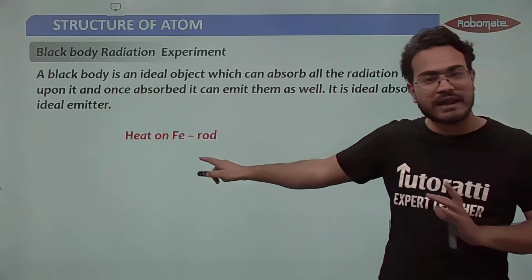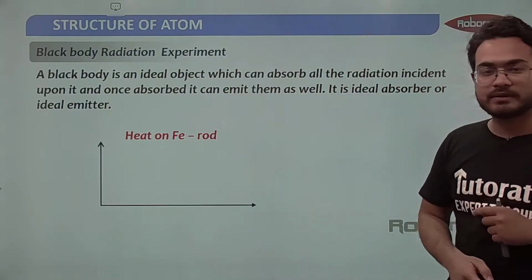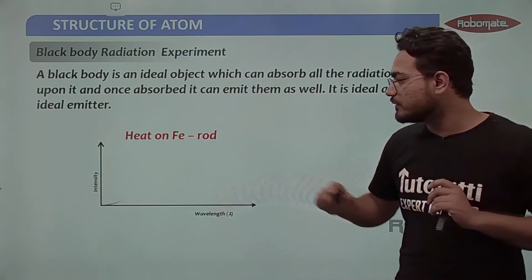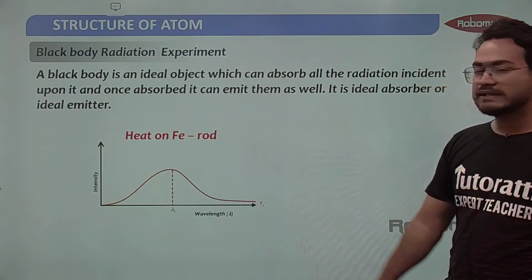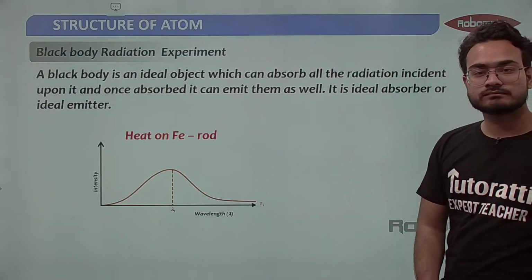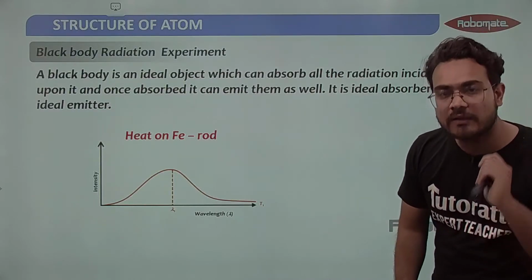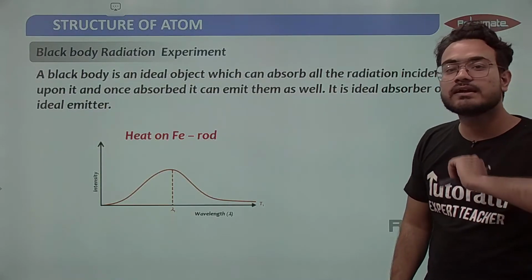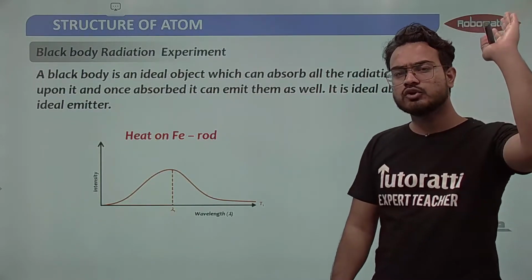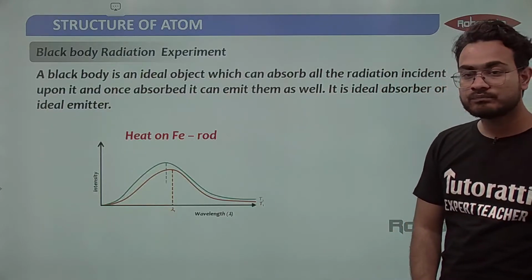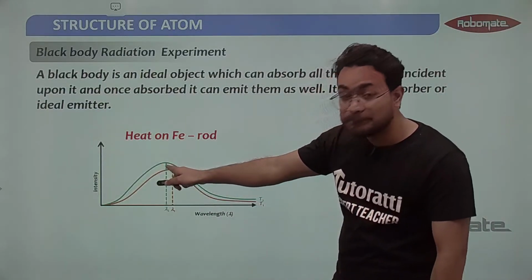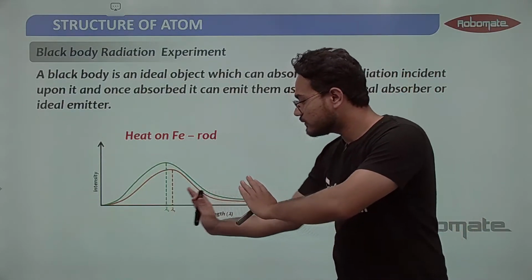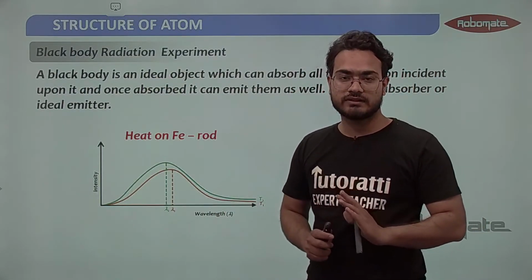If I heat an iron rod, what will happen? If I am heating it at a temperature T1, this will be the graph of intensity versus wavelength. Suppose I am heating at a higher temperature. I was heating at 1000 degrees Celsius. Now I am heating at 2000 degrees Celsius. What will happen then? The peak intensity will increase, and it will come at a lower wavelength.